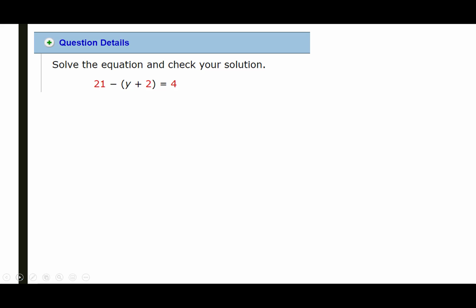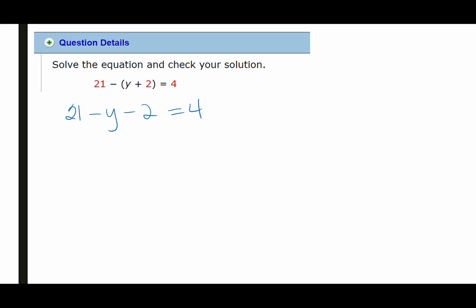Okay, take a look at this one. 21 minus the quantity y plus 2 equals 4. Anytime you have a subtraction sign in front of a binomial that's in parentheses, you're subtracting both parts of that binomial. You're subtracting the y and you're subtracting the 2. In class, I have you rewrite an equation like this and distribute that subtraction sign to each part of the binomial. So it would look like this: 21 minus y minus 2 equals 4.